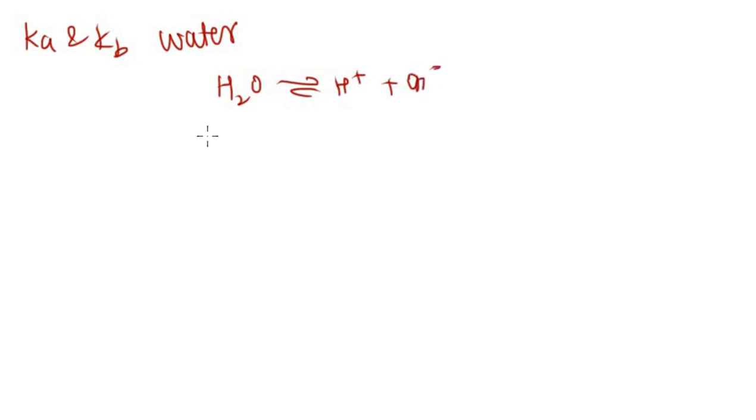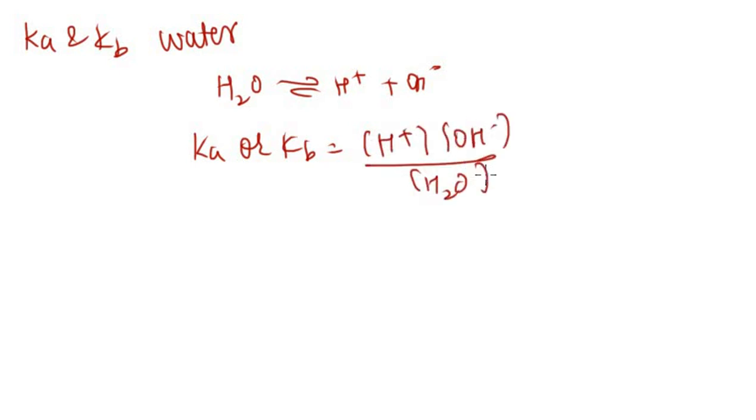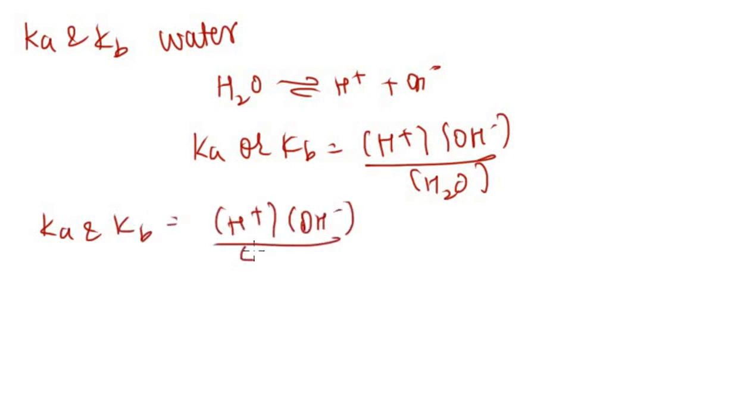Now Ka and Kb of water. Water has Ka and Kb also, because it acts as an acid and as a base also. Whenever H2O is dissociating into H plus and OH negative, Ka or Kb is the concentration of H plus into OH negative divided by H2O. We know it is losing H plus and it is giving OH negative also. So whenever you write it as Ka or Kb, it should be the same, right? So Ka and Kb is H plus into OH minus divided by the concentration of H2O, which remains 55.55.